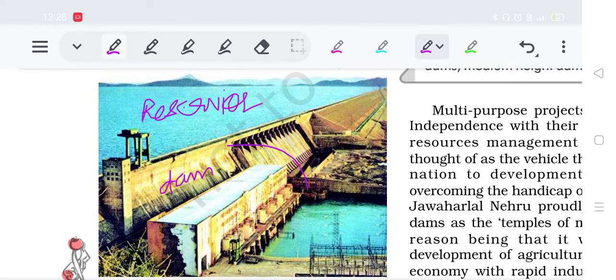Then when they open this gate here, the water will come with high speed. These are turbines here, they will rotate and give us hydro energy. Clear?